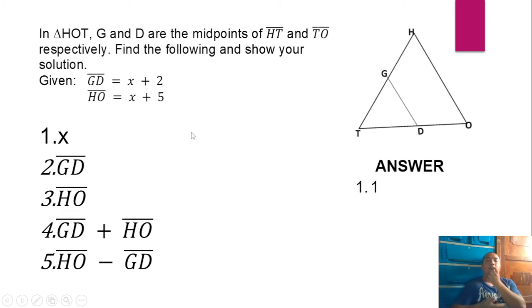Yes, 1. So if x is equal to 1, what is the length of GD? 1 plus 2, 3. Next, what's the length of HO? 1 plus 5 is 6. Next, number 4, what is GD plus HO? 3 plus 6 is 9. And number 5, what is HO minus GD? Answer is 4.